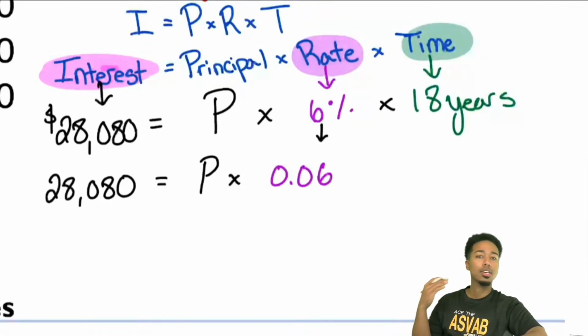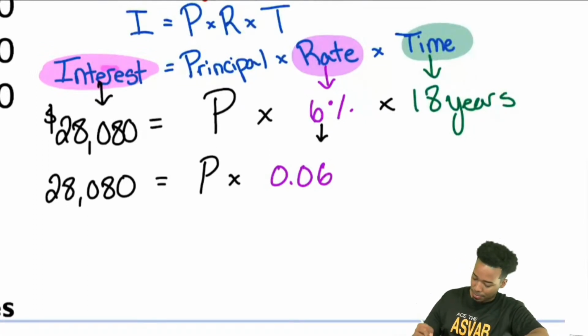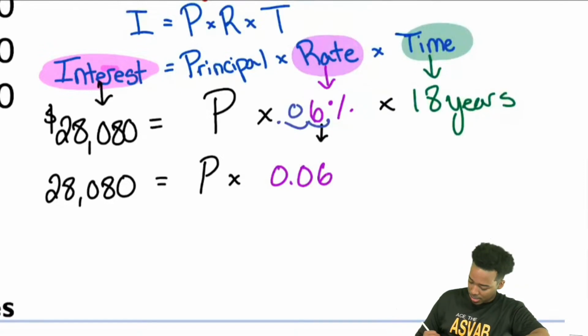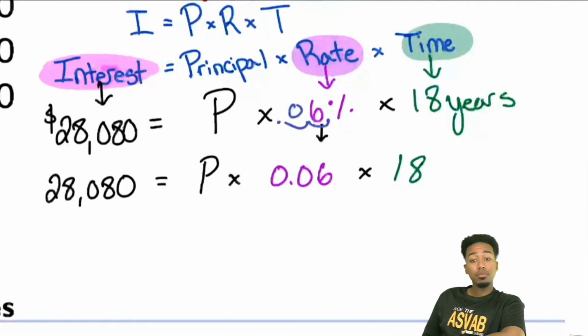Again, to turn a percent into a decimal, we're going to move that decimal place 2 times to the left. So if it starts here, we'll go 1, 2, and so that'll be 0.06 right there, as you see. And then lastly, we have the 18 years. So we'll go ahead and just bring that 18 down, nice and easy. Great. All right, boom. So what do we do next?